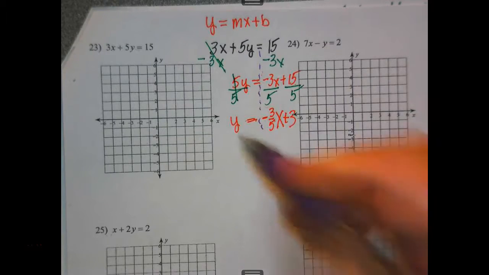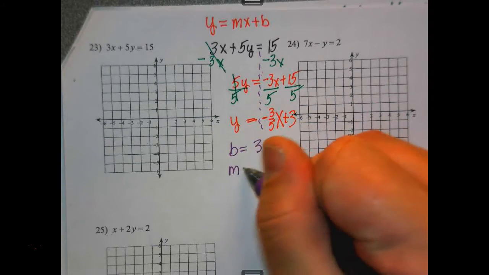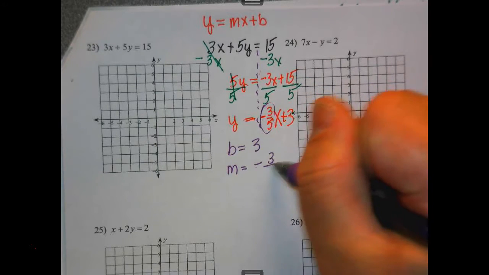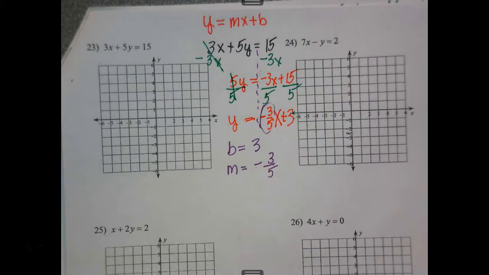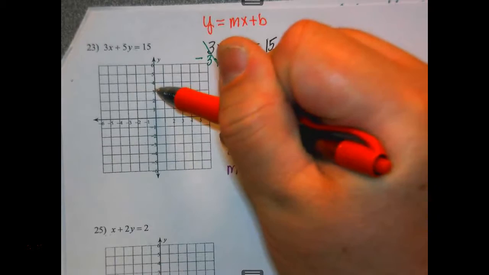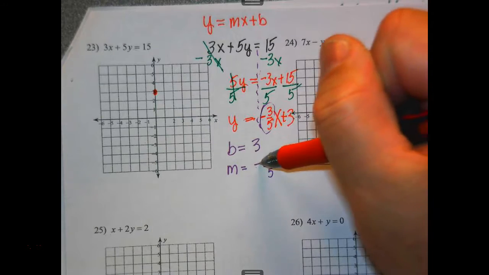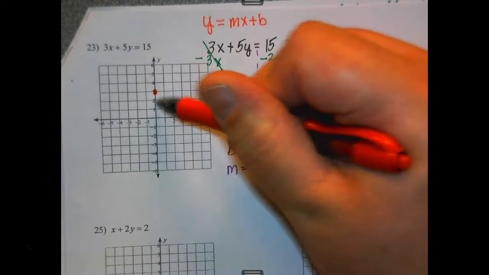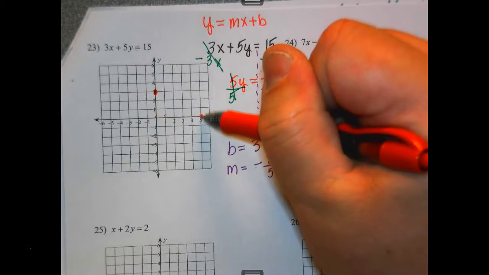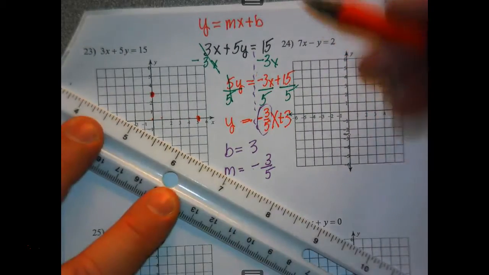Okay, my y-intercept, 3. My slope, -3/5. So it crosses my y-axis at 3. Here's my y-axis, 3. And I'm going to put that minus sign with the 3. So I'm going to go down 3 and to the right 5. And I'm going to use 2 points here because they're really spread out.